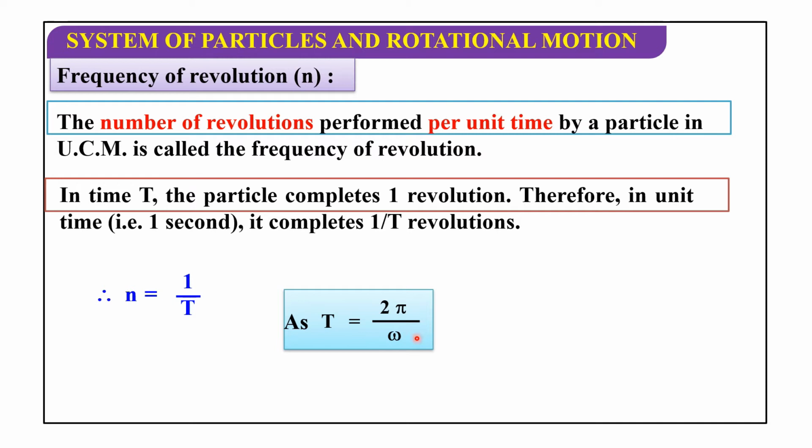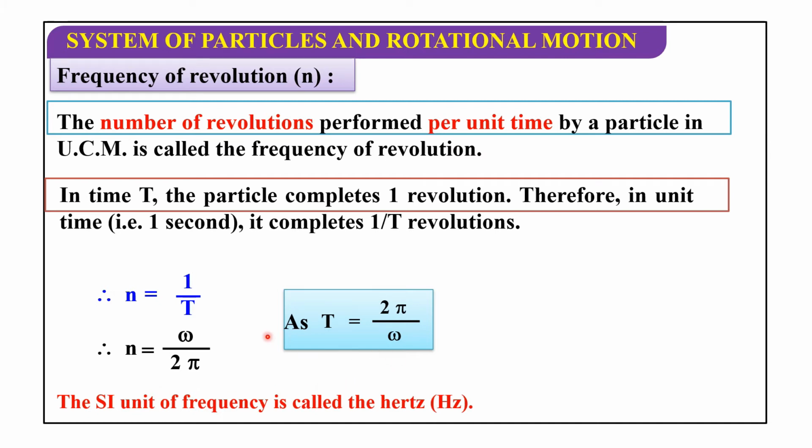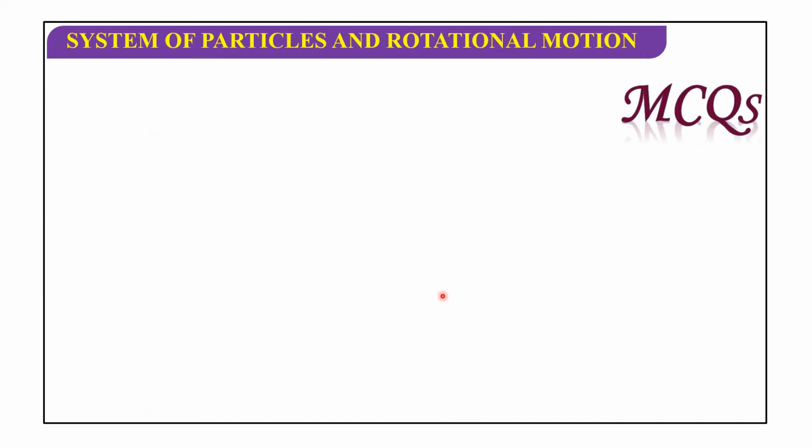As T is equal to 2 pi by omega, substituting the T value in this, we get omega by 2 pi. So therefore, n is equal to omega by 2 pi. The SI unit of frequency is called the hertz. Unit of frequency is hertz. SI unit of frequency is hertz, symbolically Hz.